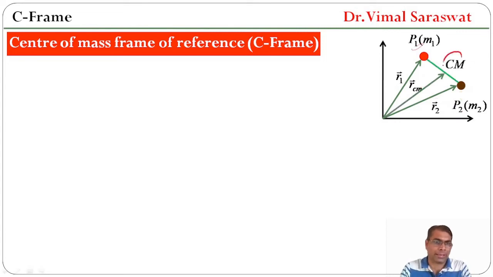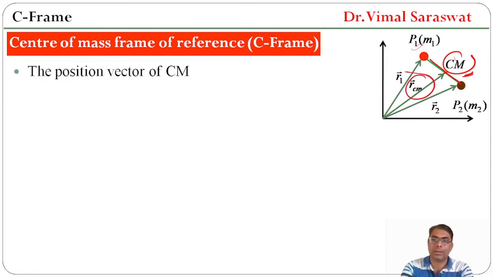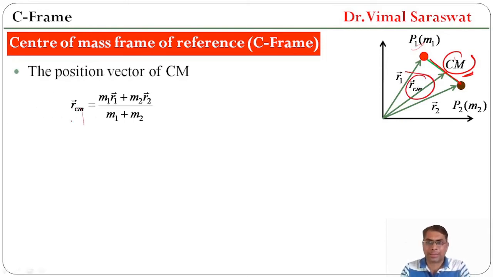Now the center of mass of this two particle system lies on a line which is joining these two particles, and the position vector of this center of mass is R_CM. So the position vector of center of mass is R_CM equal to (m1 r1 plus m2 r2) upon (m1 plus m2).